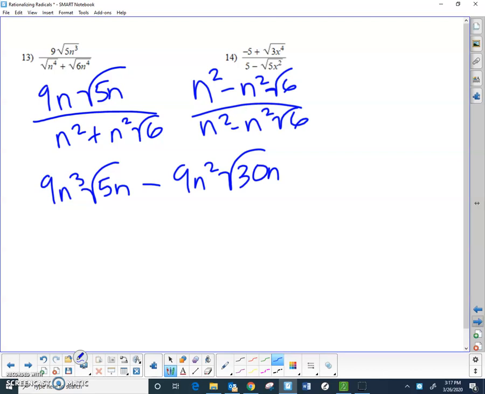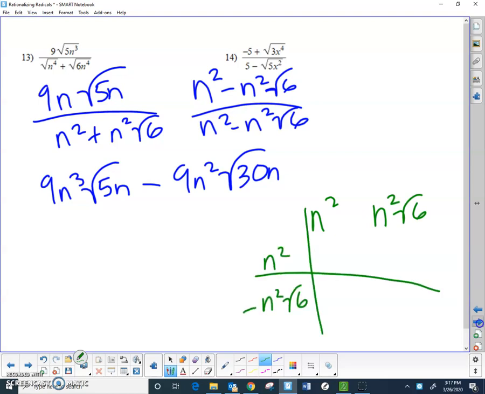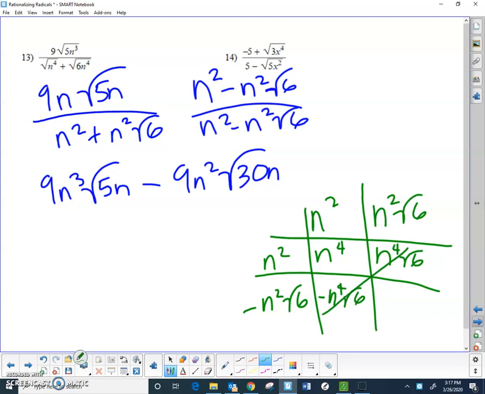All right, but on the bottom, this is going to be another box problem. So I've got n squared and n squared square root of 6. And I've got n squared and minus n squared square root of 6. All right, so I've got n to the 4th. I've got n to the 4th square root of 6. This better fall out to be minus n to the 4th square root of 6, so those cancel. And I'm left with minus n to the 4th. The square root of 6 times the square root of 6 means I've got a 6 n to the 4th. All right, so those actually combine on the bottom to become minus 5n to the 4th.